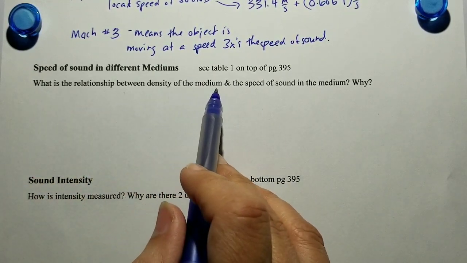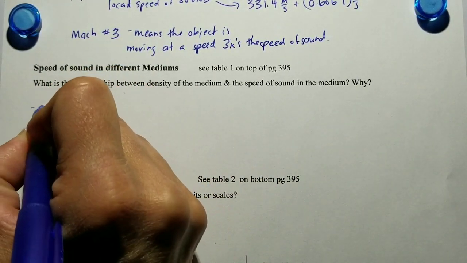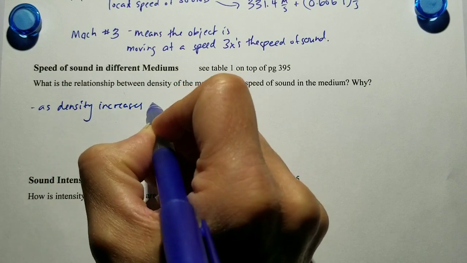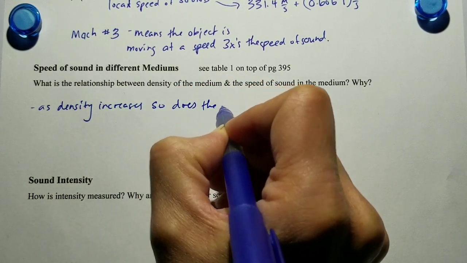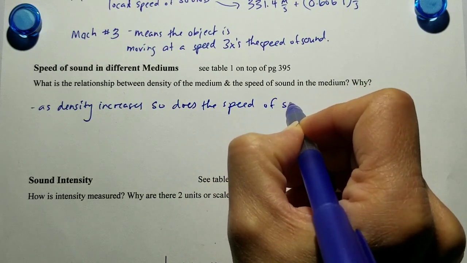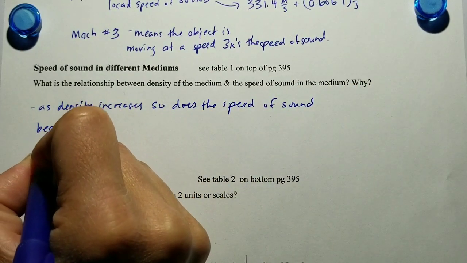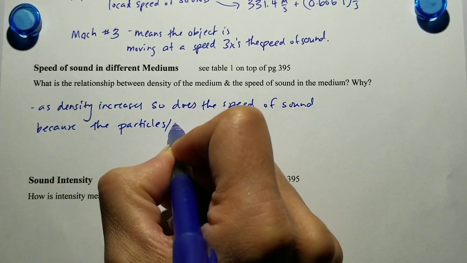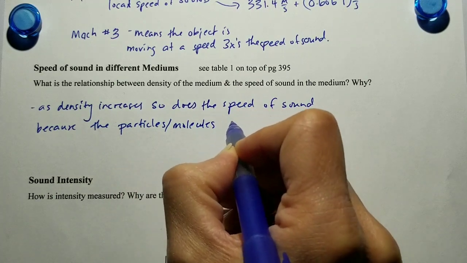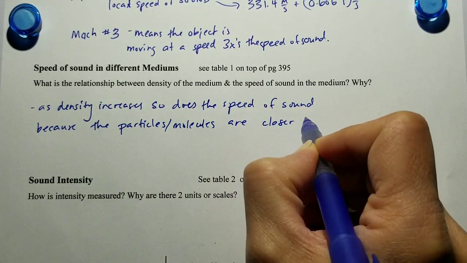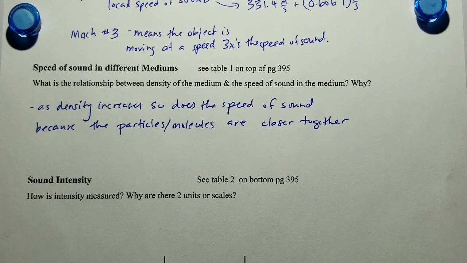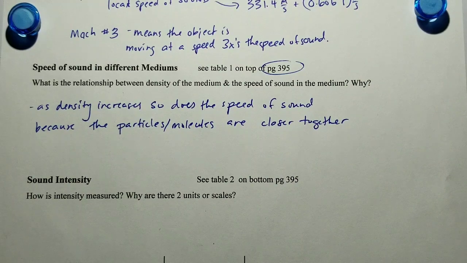Okay, so what's the relationship between density and the medium? All right, so as density increases, so does the speed of sound. And it's because the particles are closer together. Particles, molecules. All right. So if at any time a question is referring to something and they didn't give you the speed of sound, you might have to go back to that page and check it out.